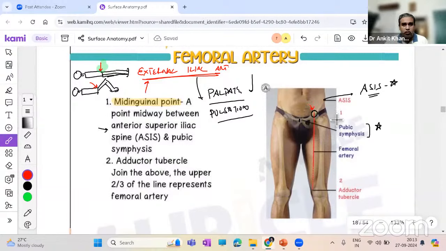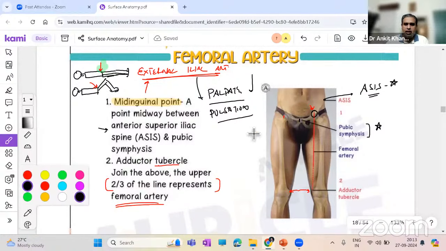Okay, so point number 1, I hope, is clear. And that's very important to palpate. I will tell you its clinical relevance. Point number 2 is the adductor tubercle. So what is the adductor tubercle? Again, you will easily feel it on the medial side of the knee area. You feel this adductor tubercle, and then you take these 2 points: one is the midinguinal point and one is the adductor tubercle. You join the two. The upper 2/3 of the line represents the femoral artery.